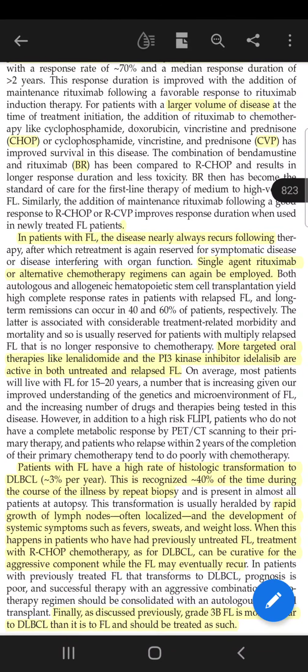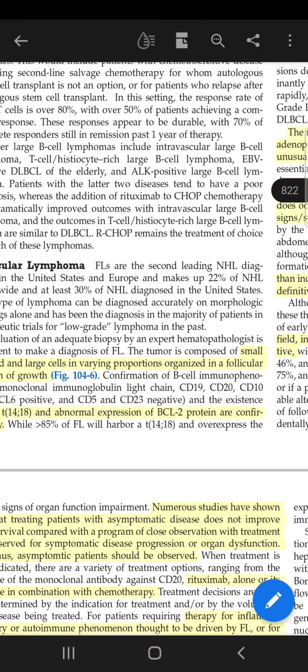So they'll start having B symptoms like fever, night sweats, and weight loss. Or they'll have a lymph node which is often localized and has rapid growth. With diffuse large B cell lymphoma, you should use R-CHOP chemotherapy, and it's very aggressively treated. Grade 3B follicular cell lymphoma is very similar to diffuse large B cell lymphoma, and they are treated similarly.